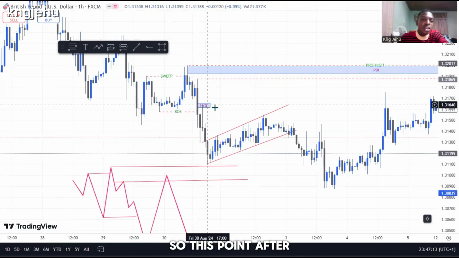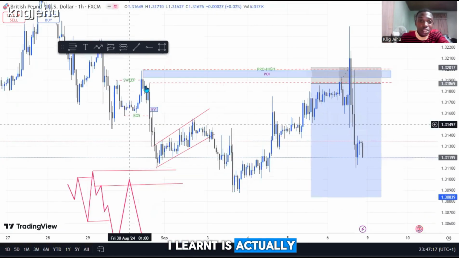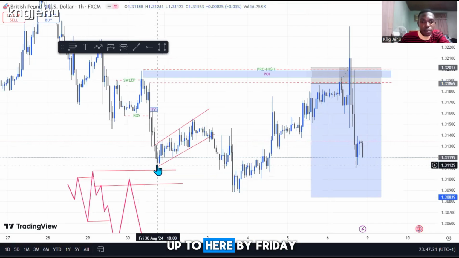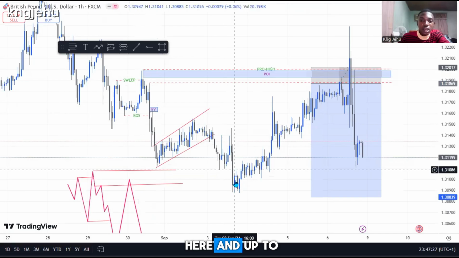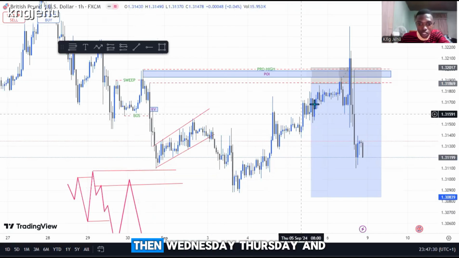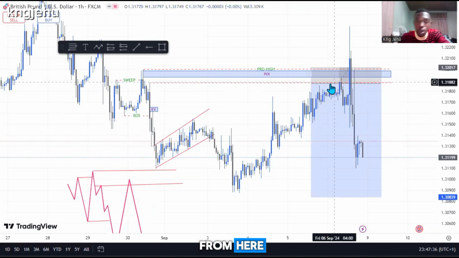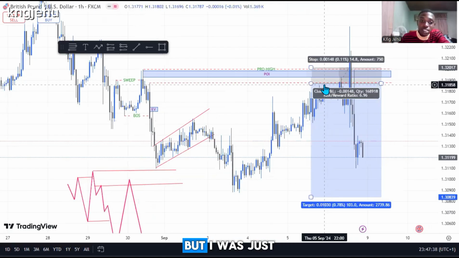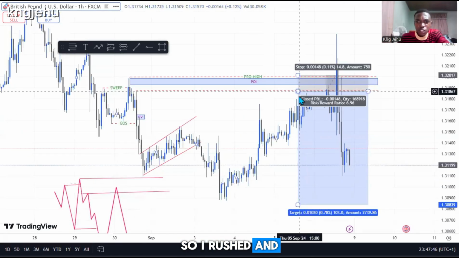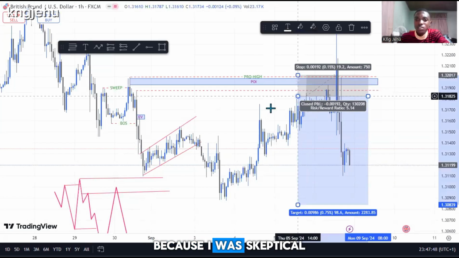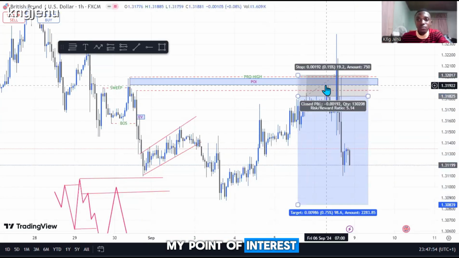So at this point, after that, I was ready to see if this thing I learned was actually playing out. The market pushed down to here by Friday. Then by the open of the next week, it traded up to here, and up to here on Tuesday, then Wednesday, Thursday. Before I knew it, I would have bought from here in anticipation for it to get to the zone. But I was just testing the strategy for the first time, so I rushed and entered somewhere here because I was skeptical about the market getting to my point of interest.